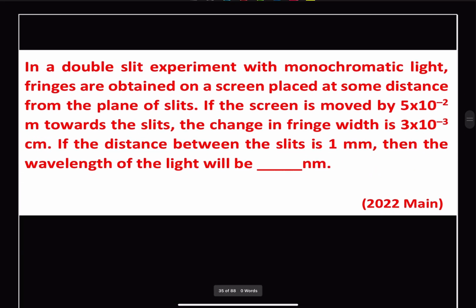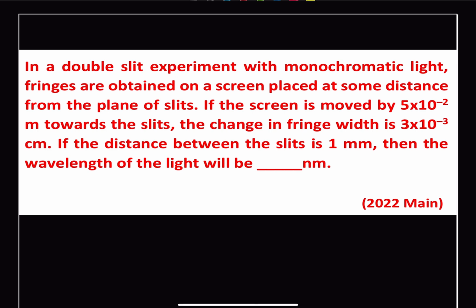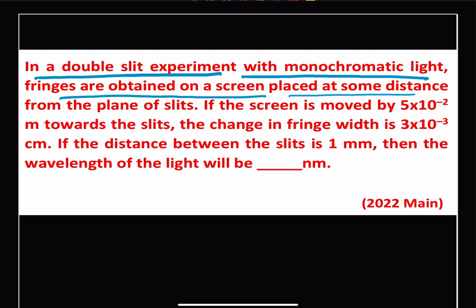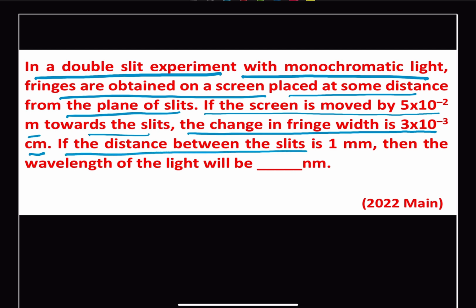Next question, and it states that in a double slit experiment with monochromatic light, fringes are obtained on a screen placed at some distance from the plane of slits. If the screen is moved by 5 into 10 to the power minus 2 meters towards the slit, the change in the fringe width is 3 into 10 to the minus 3 centimeters. If the distance between the slits is 1 millimeter, then the wavelength of the light will be. So in this case, we have to find out the wavelength, and the distance between the screen and the slit is being changed.